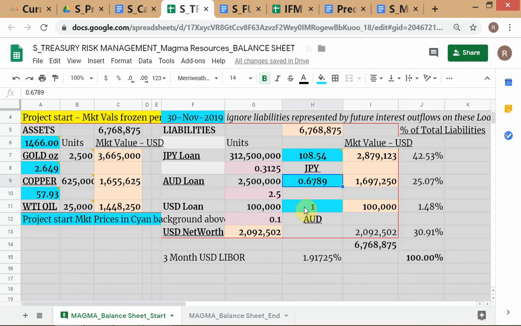This is our loan, a dollar loan, so there's no currency risk, but there's interest rate risk because it's a floating rate loan. So you're short LIBOR, the cost of money. So all these things are exposures that you'll now have to manage.